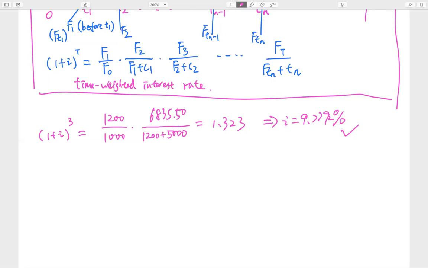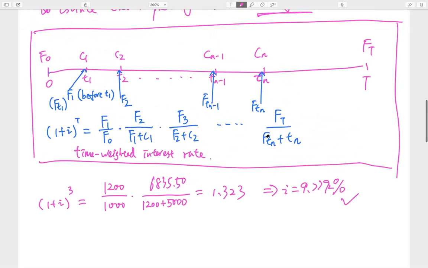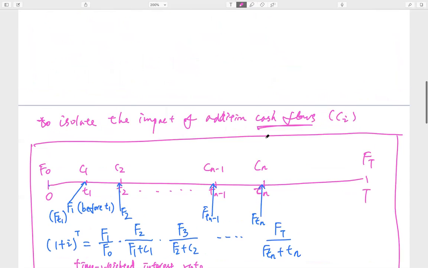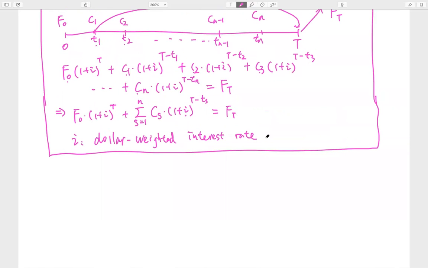Okay, so that is pretty much the definition part. Let me finish this video here, and in the next video we focus on examples. So in this video we pretty much defined those two important interest rates, time weighted and dollar weighted interest rates. In the next video we continue our study through examples.